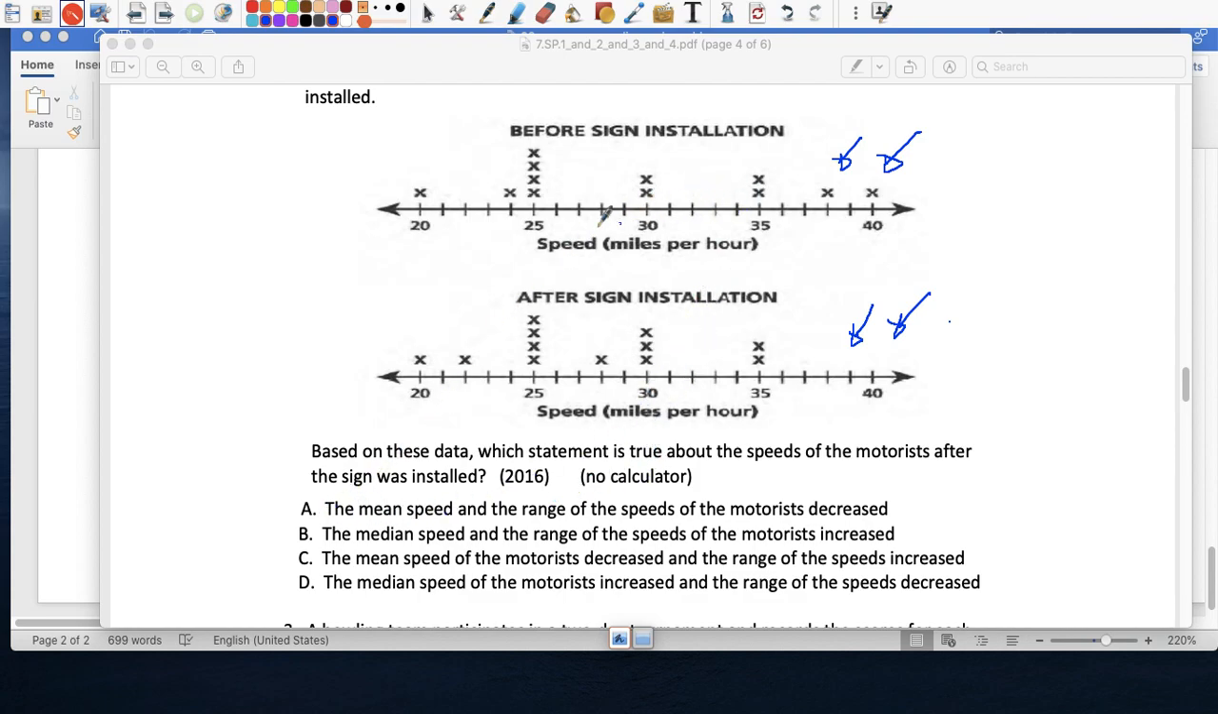So the range for here is 40 minus 20, right? So it's 20, highest minus lowest. The range from here is 35 minus 20, which is 15. So the range definitely decreased. The average speed decreased? I'm going to say yes, right? I think the average, if you add all those up and divide by however many, the average looked like it decreased. So this looks good. The median speed and the range of the speed of the motorist increased. That's not true at all. It decreased.